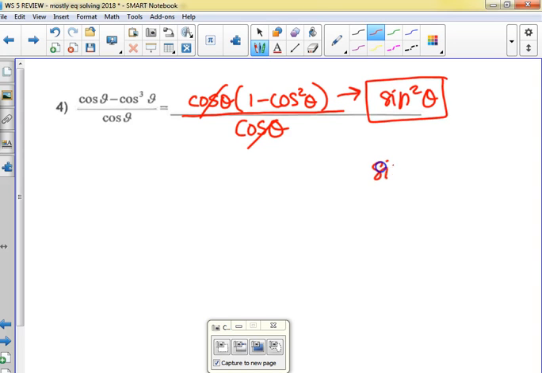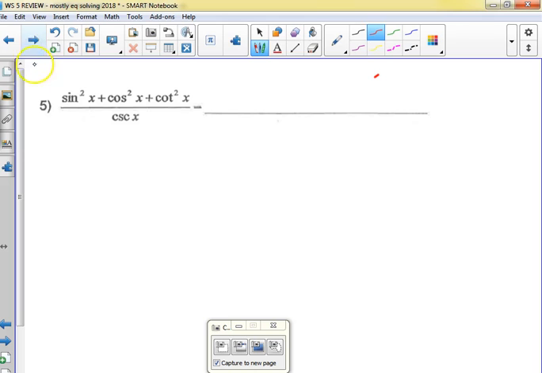Okay, because on your sheet it says sine squared plus cosine squared equals 1. So a 1 minus a cosine squared would be a sine squared, we good? All right. That is more like one that would be on the quiz, okay? The first 3 were probably too basic to even make the quiz.